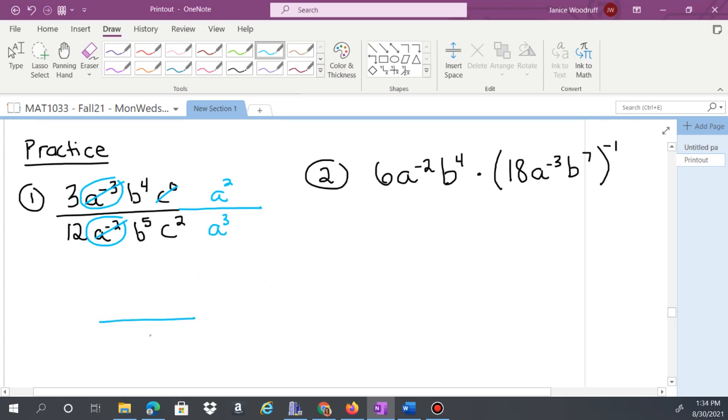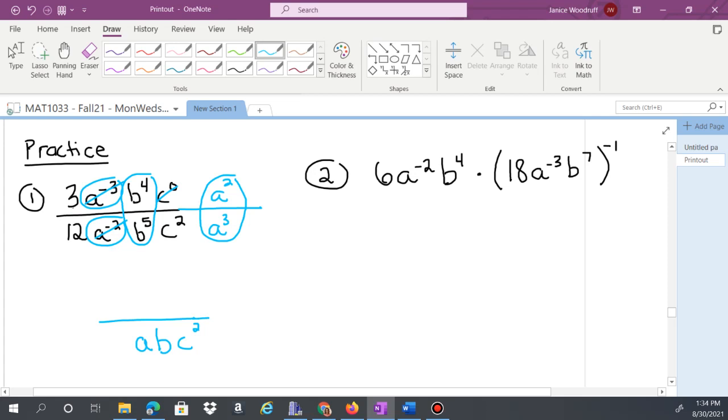Okay, so we'll start with the a's. Where's the larger a? The bottom. So 3 minus 2 is 1. So I can just write a. I don't need the 1. Okay, what about the b's? I've got b to the 4 over b to the 5. Where's the larger b? Bottom. So that'll be a b to the first. And then I just have 1c squared in the bottom.